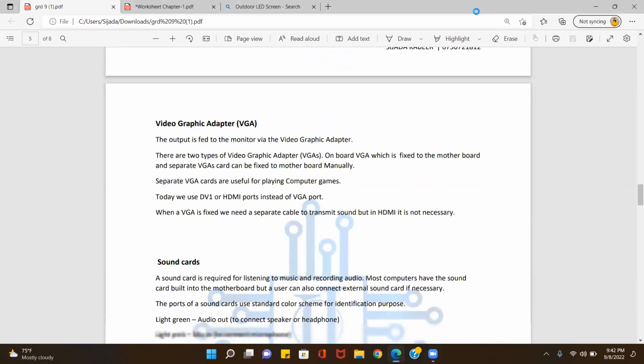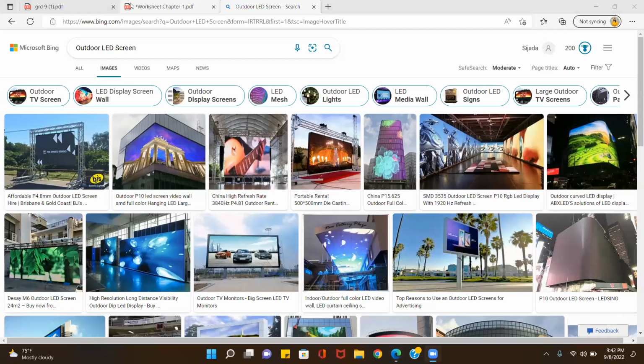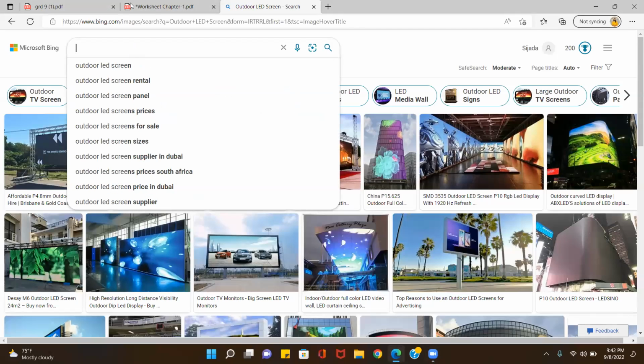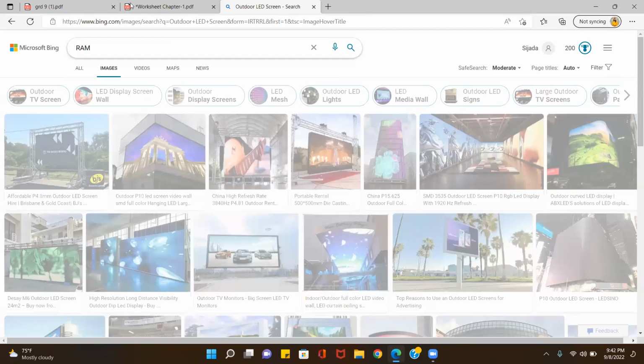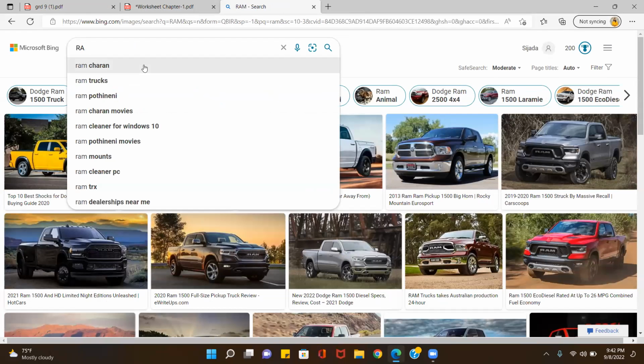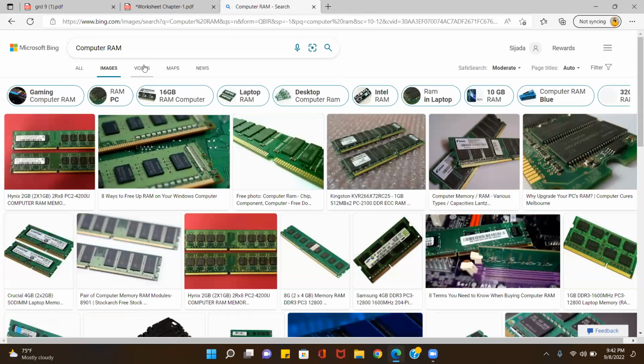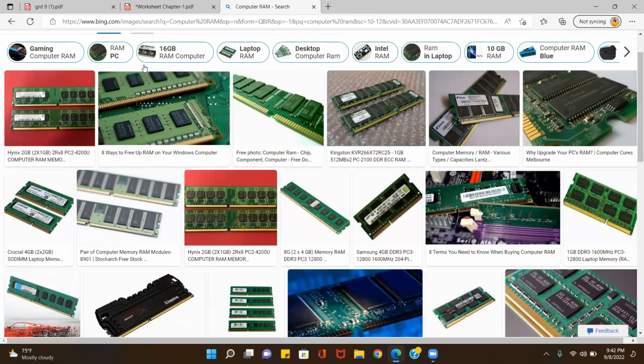Then the next one is main memory. Have you seen this? Definitely you all might have seen. If you have a system unit at your home, open it and look at your motherboard: a ruler-kind-of-thing. This is called a RAM.